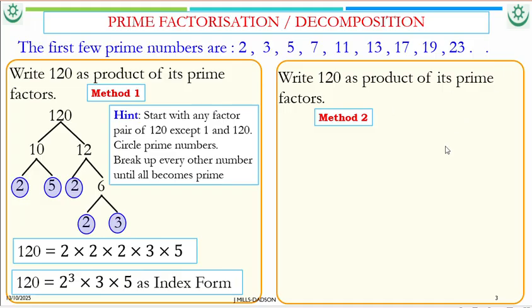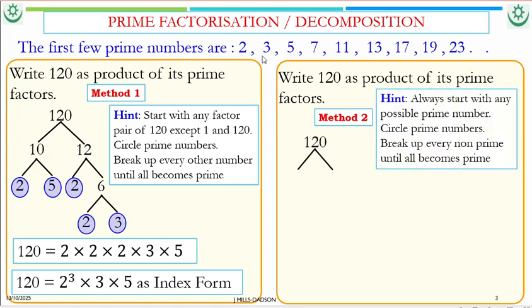Now the second method is where you always divide the number by a prime number. So starting with 120, think of a prime number that can divide: 2 can divide, 3 can divide, 5 can divide. So it's a matter of choice. So 3 times what is 120? 3 times 40. Now for 40, I'm going to choose 5.